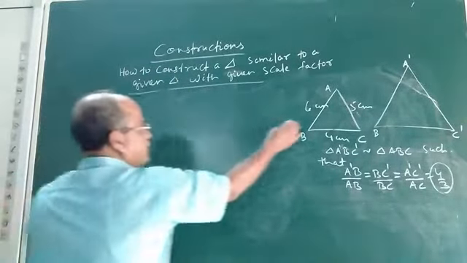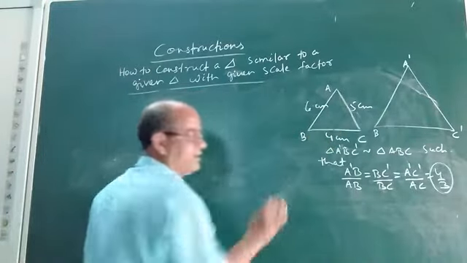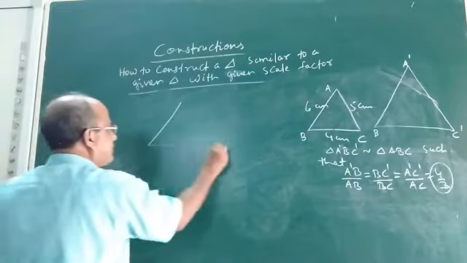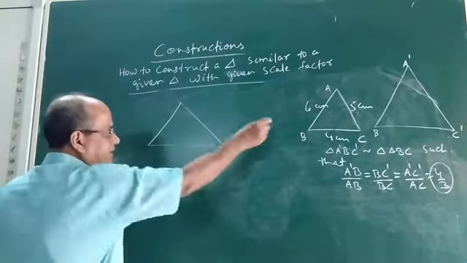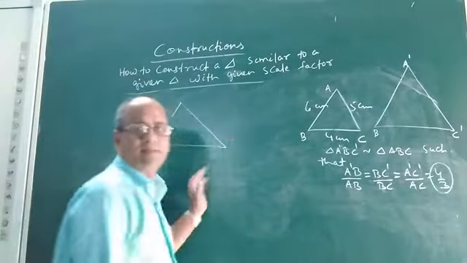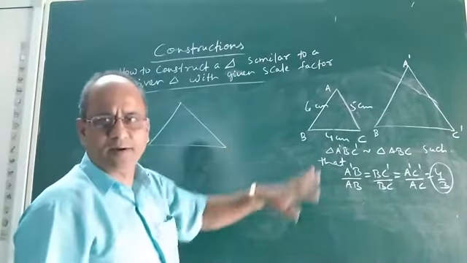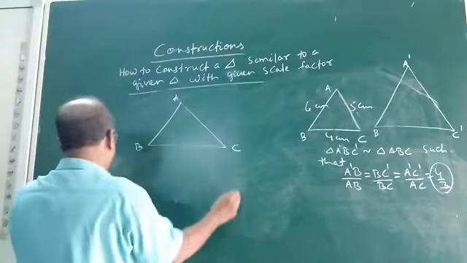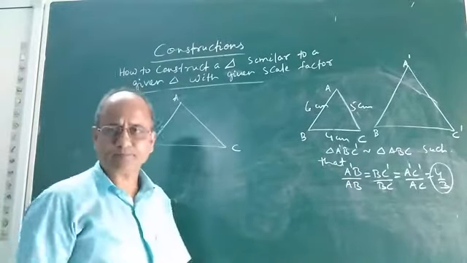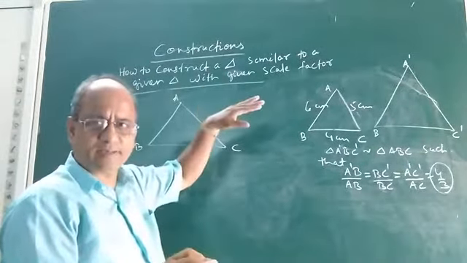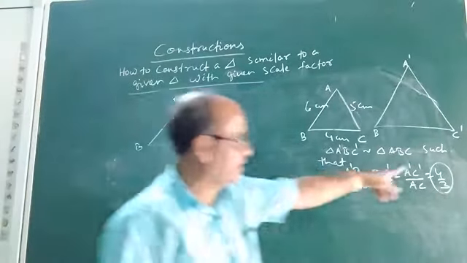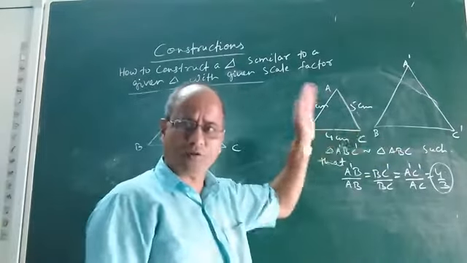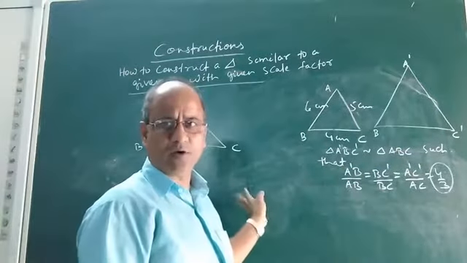First, what you will do? First, you construct this triangle because the measurements are already given. So suppose this is our triangle ABC. By taking the measurements 4 cm, 5 cm and 6 cm, first you construct triangle ABC. Then what is the next step? The next step is like in the previous case, when m was less than n. Whatever steps we had followed, the same process we will follow here also.